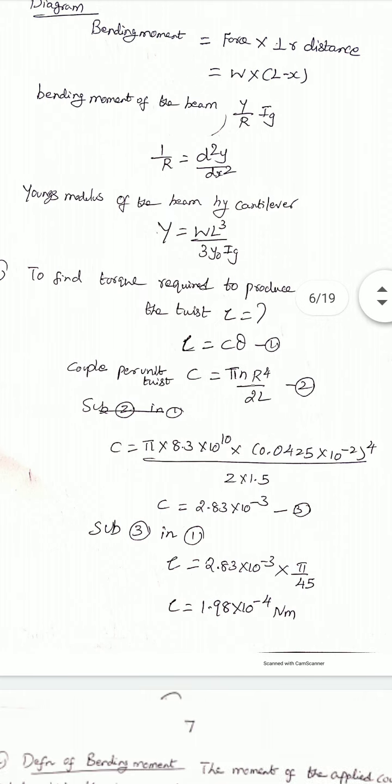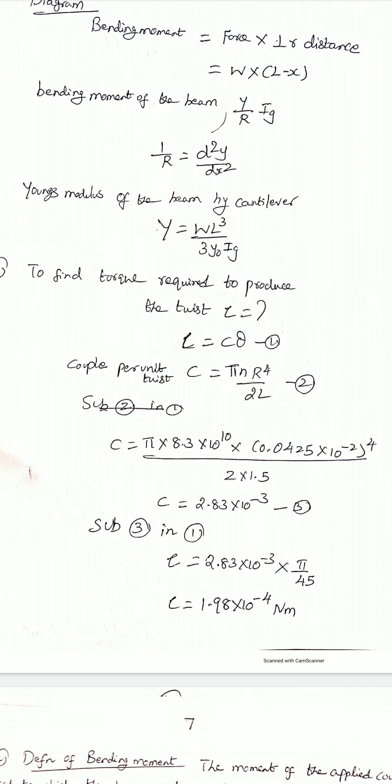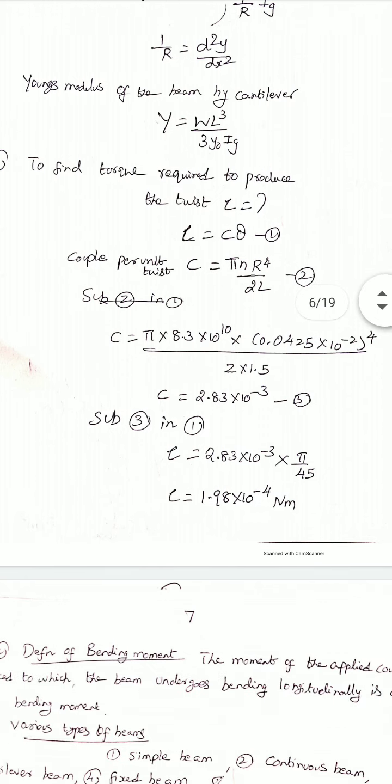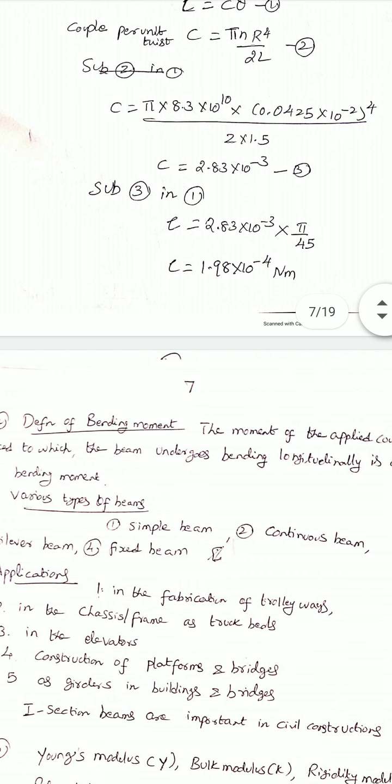Okay, so then the couple per unit twist we have calculated from equation 3. Then we are substituting in equation 1. Then the torque we are getting is 1.98 into 10 power minus 4 Newton meter. Then 1c, you can see that is definition.